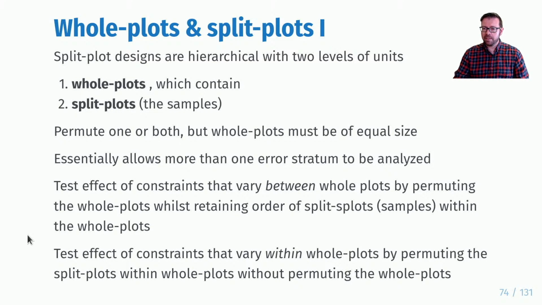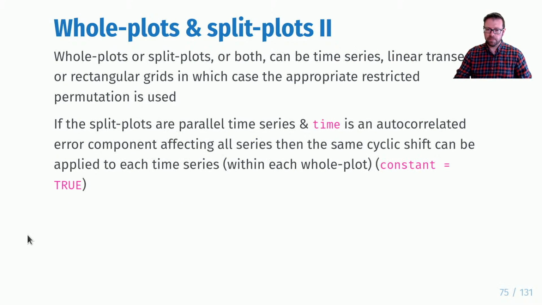Or we might test effects of constraints that vary within the whole plots by permuting the split plots within the whole plots, but we keep the whole plots fixed. Okay, so you might fix the whole plots and just shuffle, randomize within the whole plots, and that will test effects of things that vary within the whole plots, not between them. All right. So that's what a split plot design is and how this thing works.